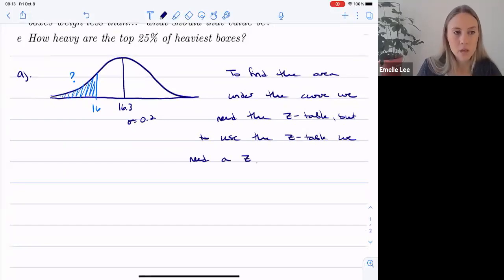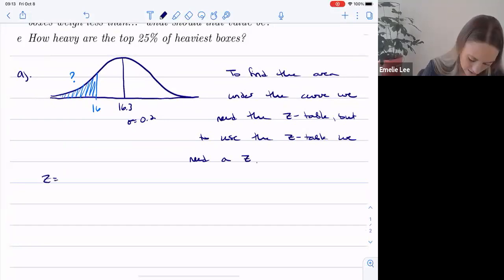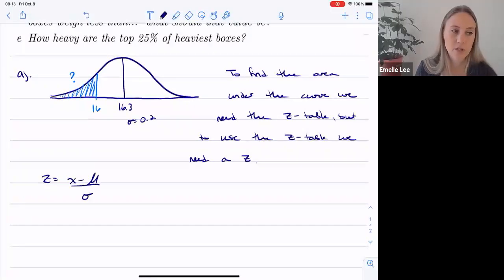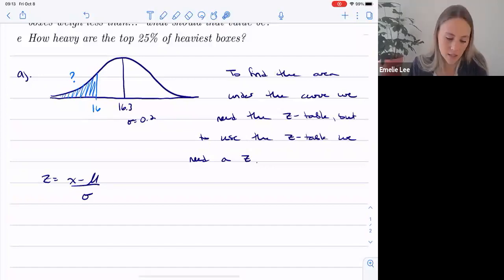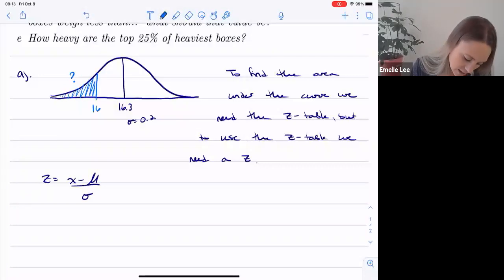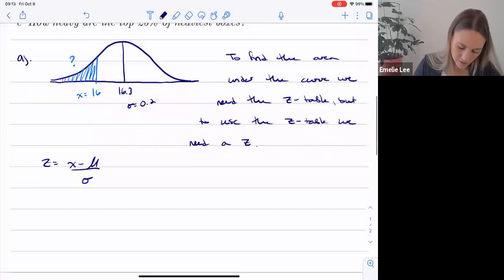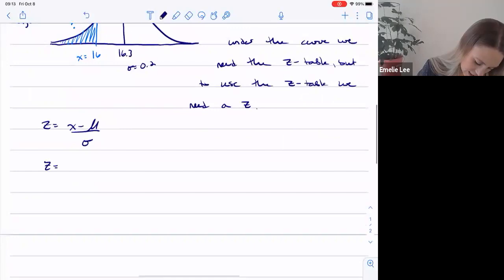Okay. So remember, Z is X minus mu over sigma. And we established that just yesterday. X is always going to be the value that I'm interested in, right? And so here, X in this case is going to be 16. So Z is 16 minus 16.3 divided by 0.2.